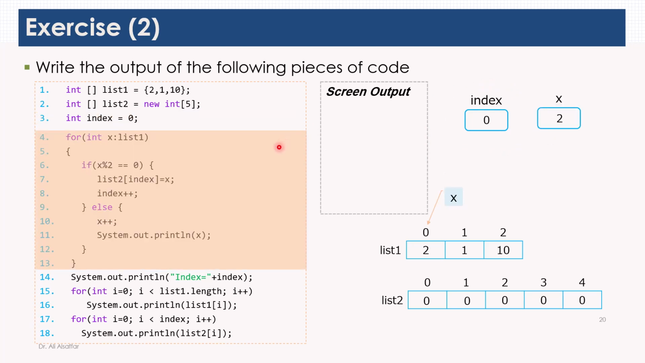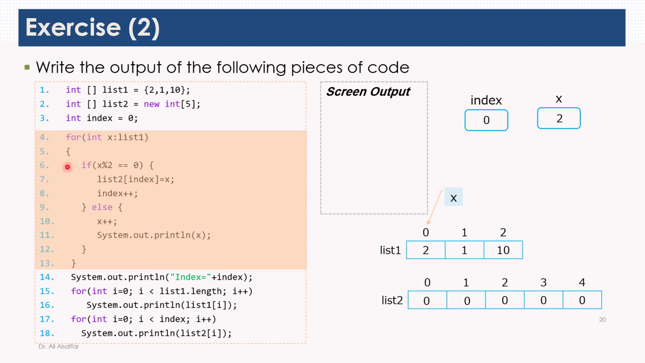In line 4, we have a for loop that is a for-each loop. It is on array list 1, and the variable used for visiting the elements of the array is called x. So x in the first iteration will be equal to 2, then it will be equal to 1, then it will be equal to 10. Remember here that x is just a copy of the element of the array. So when we change the value of x, then the value of the element that corresponds to its index variable will not be changed. So let's begin and see what will happen in the first iteration.